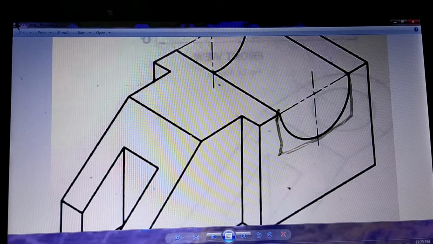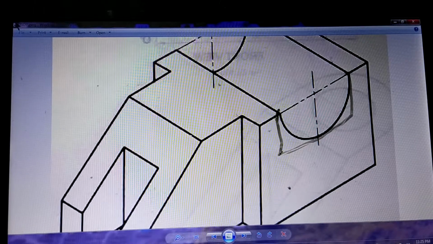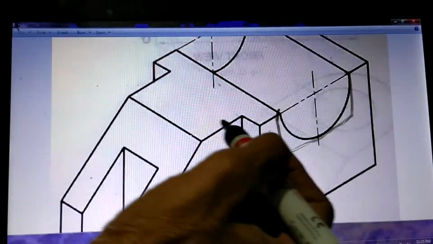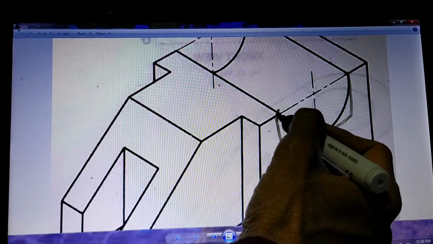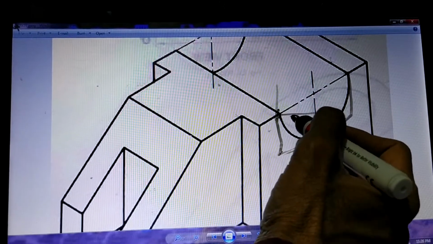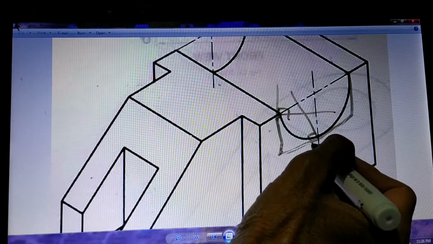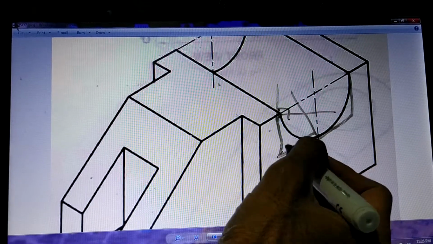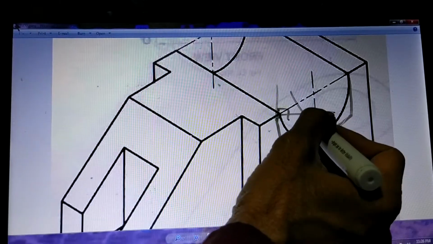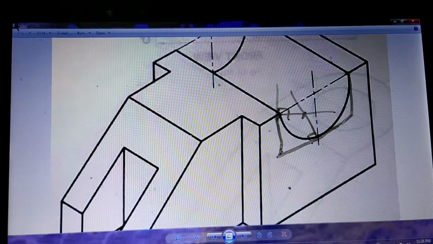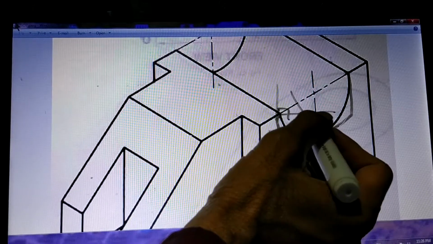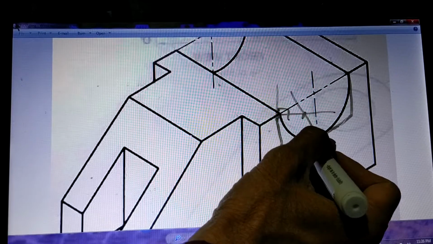So for that, what we do is, as we have learned, from this end we draw a perpendicular, and from this end we draw another perpendicular. Now these perpendiculars are drawn to the actual line, and that gives you the center like this. Now once you get the center, you get the radius also, and you draw this arc.